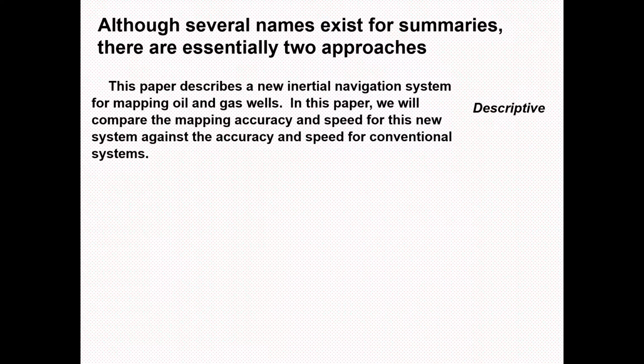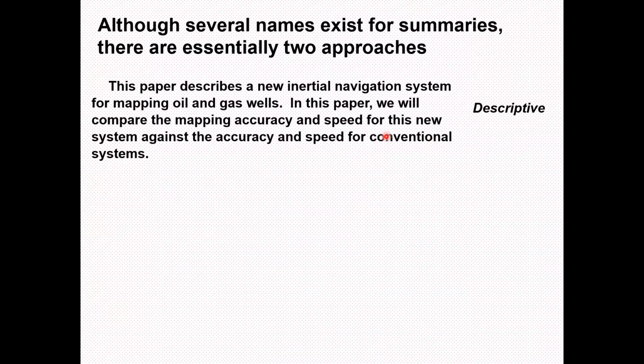Just like we mentioned, there are several names that exist for summaries. So there are essentially two approaches. Whenever you're trying to write a summary or an abstract, there are two important types of summary or abstract. The first type is descriptive. It gives only the description of your work.